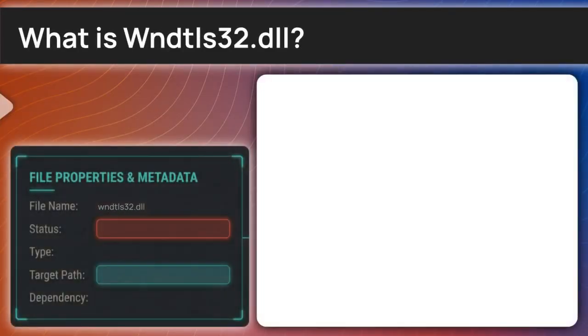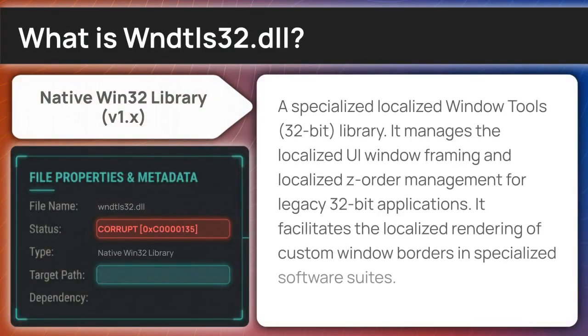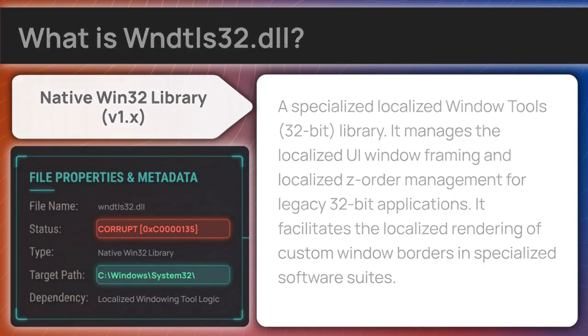This is the wndtls32, a specialized localized window tools 32-bit library. It manages the localized UI window framing and localized Z order management for legacy 32-bit applications. It facilitates the localized rendering of custom window borders in specialized software suites. Now that you're up to speed on the file's role, let's begin the repair process.